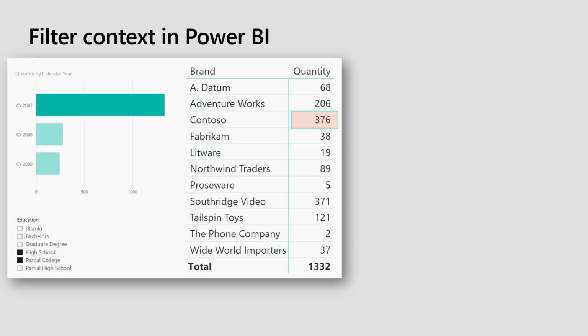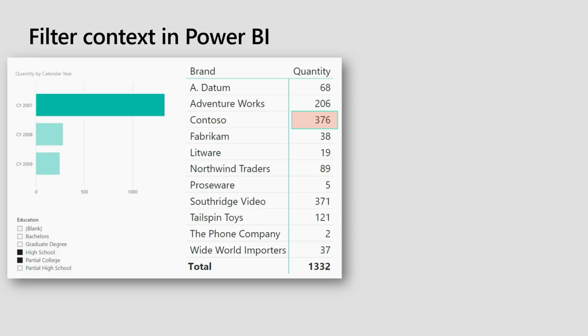Well, let's consider one cell in this visualization, the value that you see for Contoso. And the measure that we use to compute the sum of the quantity that you see in that cell is always the same expression, sum of sales quantity in this case. Why is this reducing the quantity to 376 instead of a bigger number?